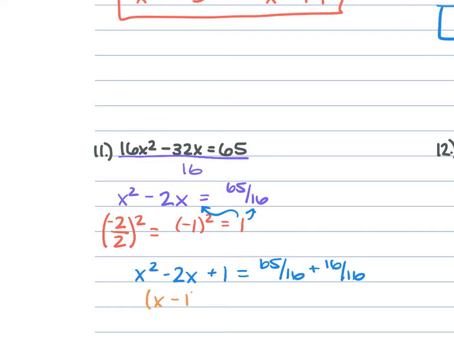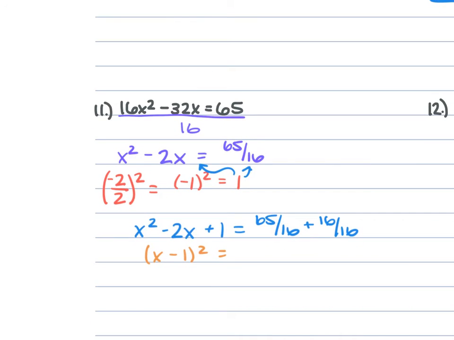I'm going to get x minus 1 squared. I'm going to add that right side. 65 plus 16 gives me 81 over 16. So from here, I'm going to take the square root of both sides. I'm going to get x minus 1 is equal to plus or minus 9 over 4.